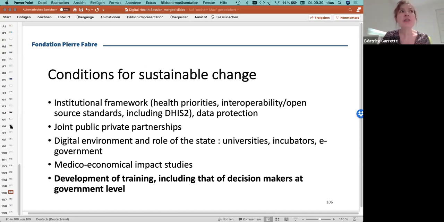So the conditions for sustainable change, of course, as we said, are the institutional framework, public-private partnership, and also the role of the state and also universities, incubators, e-government. All this environment is very important. We also need, and I want to stress that, medical economic impact studies. We don't have so many studies which prove the impact of digital on the health of people, and especially on poor people. We also need, and this is something I would like to finish with and stress, the development of training, including that of decision makers at government level. And of course, Dr. Adebola stressed that point too.